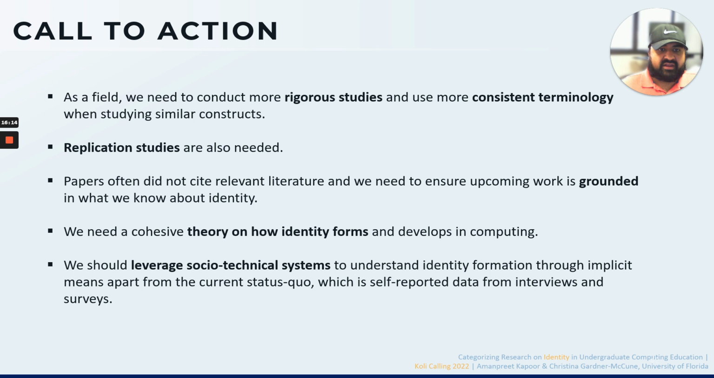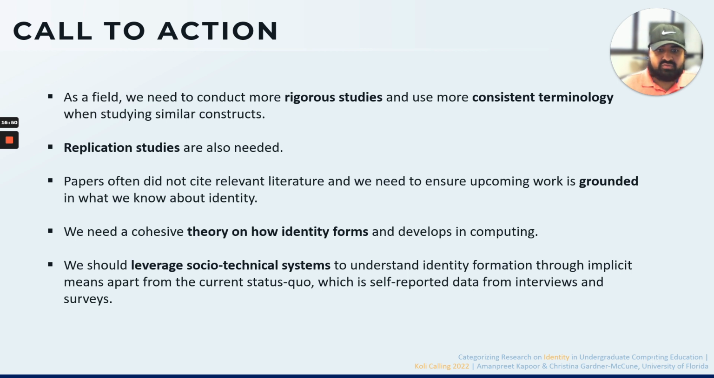Finally, I would like to conclude the presentation suggesting some of the future work, like what can the community learn from all of this. We don't have a common definition for identity yet, neither do we have consensus on what that entails, because of all of these diverging definitions. We also need to conduct more rigorous work and use more consistent terminology. There's a lack of replication studies in this area, and papers would often not cite relevant literature, so the future peer review process needs to ensure that the work is grounded.